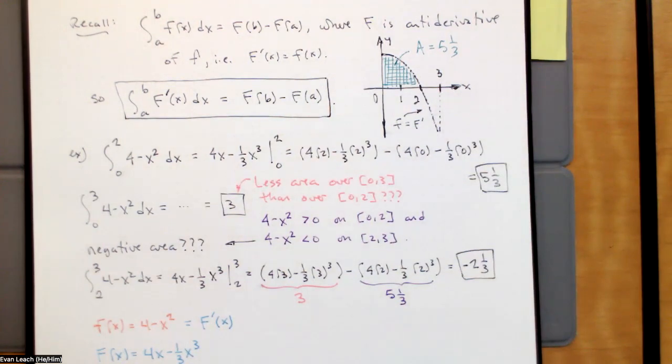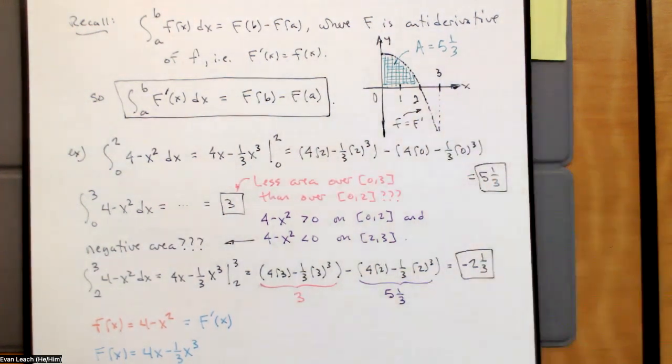On the interval from 0 to 2, capital F prime is positive. On the interval from 2 to 3, capital F prime is negative. So what we're going to see is that on the interval from 0 to 2, since capital F prime is positive, the function will increase. On the interval from 2 to 3, capital F prime, the derivative, is negative, so the function decreases.